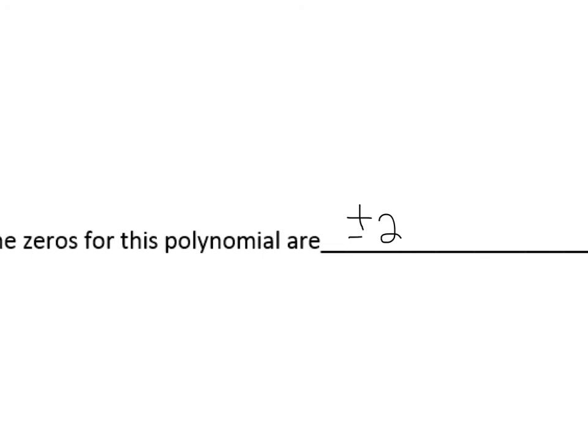Now, because that does appear twice in the parentheses, it might be good to remind yourself that it does have a multiplicity of 2. Wasn't asked for this, but it's always good to remember all of our details we've had so far.